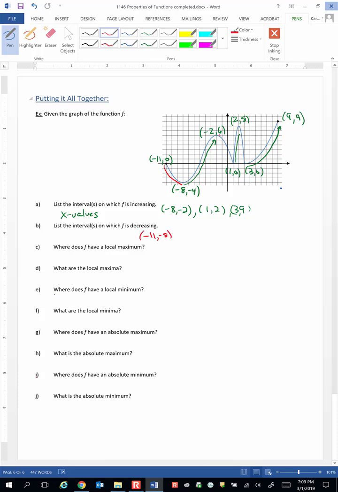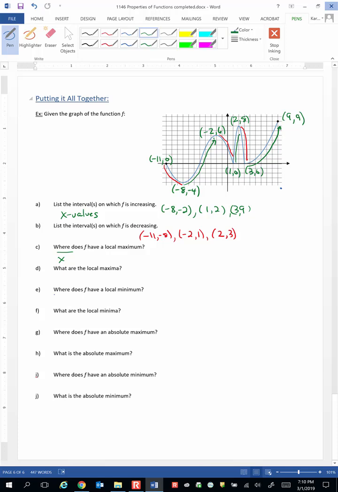It's also decreasing from -2 to 1. And finally, it's decreasing from 2 to 3. Where does f have a local maximum? So where is the x values again? So again, where means x. Well, I'm looking from left to right and looking for local maximums. The turning point (-2, 6), that's a local maximum.